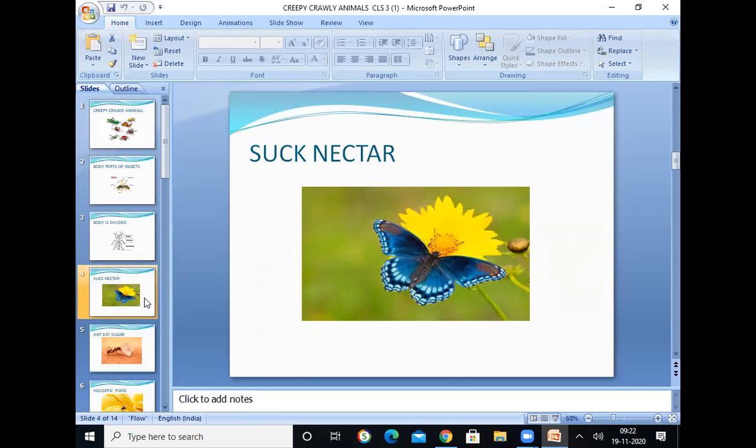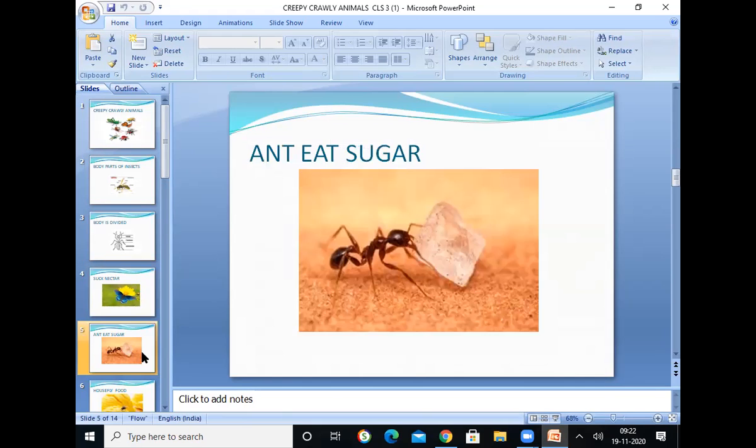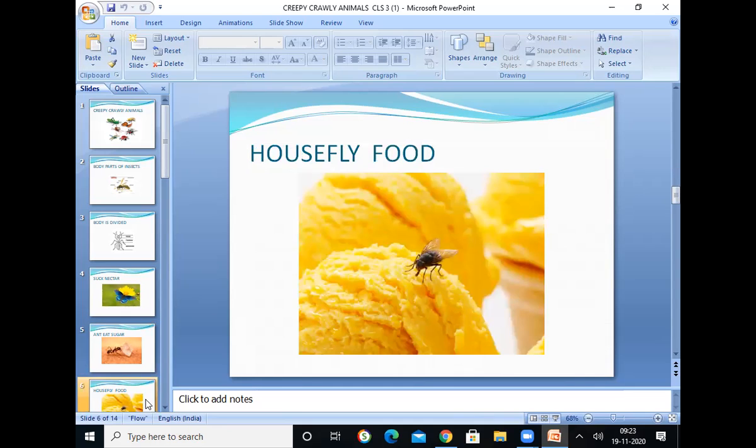Okay. Next one. We are going to see the next picture, that is, yes, the ant eats sugar. What is the main food of the ant here? Sugar. You can observe the sugar clearly in the picture. Not only sugar, all types of sweet items like chocolate, biscuit, anything which is leftover can be eaten by insects like ants. Next, we are going to see the housefly. Yes, housefly. You can see here.